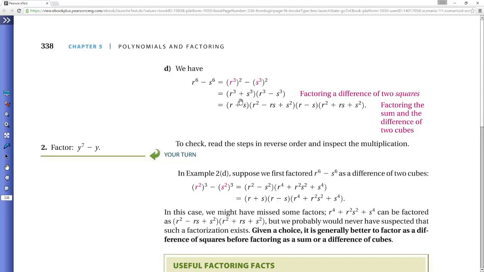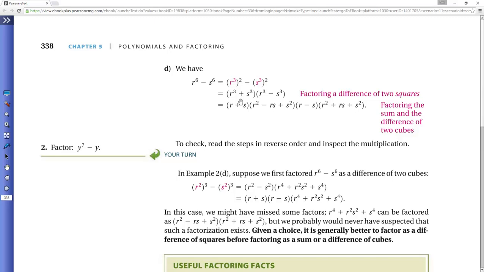Then depending on what I have, if I have a binomial, there's two terms here. The easier thing to look for is difference of squares. So we look for that first, and that's the first factoring that they do here. They say, well, hey, this could be difference of squares. This could be r cubed squared minus s cubed squared. That's a difference of squares. I can rewrite that now as these two binomials multiplied together, which is r cubed plus s cubed times the quantity r cubed minus s cubed.